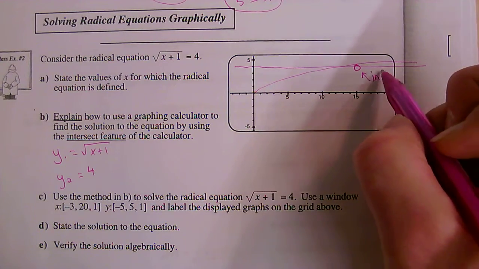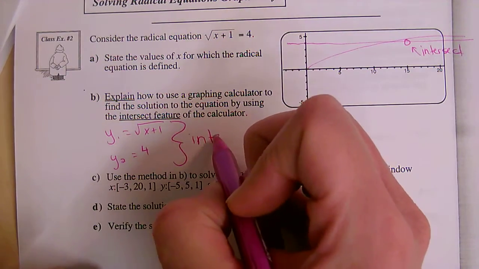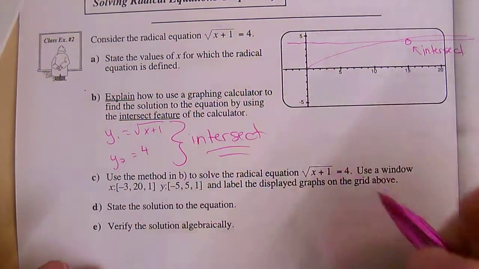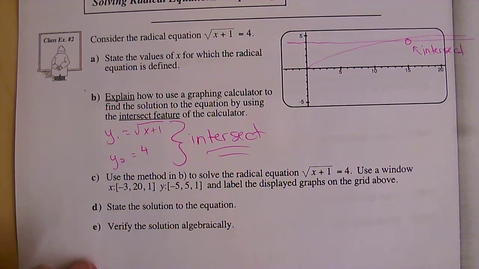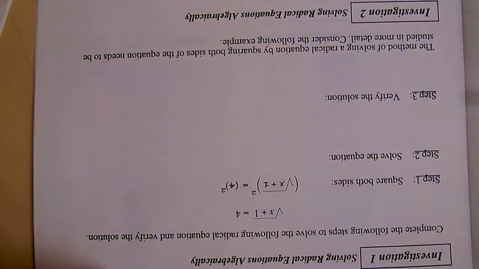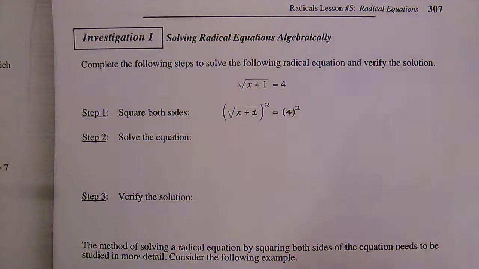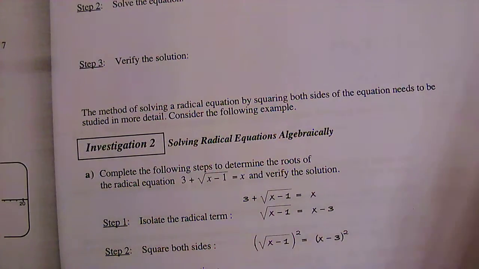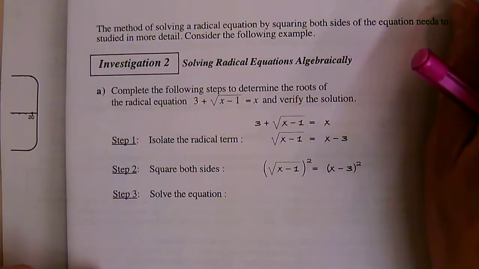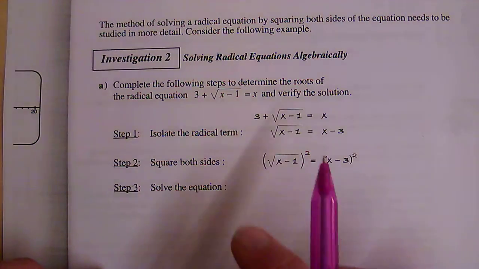Okay, so yeah, we did this one. Intersect. You should be able to do your intersection feature. If you're not good at it, you have to practice it, so get on that. And yeah, state the equation. We did that part. We did also start this one. Isolate, square both sides. It's okay. It's a good review anyway.